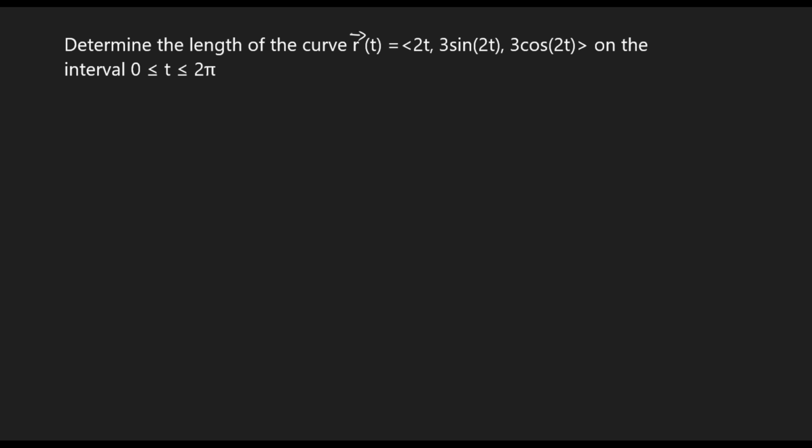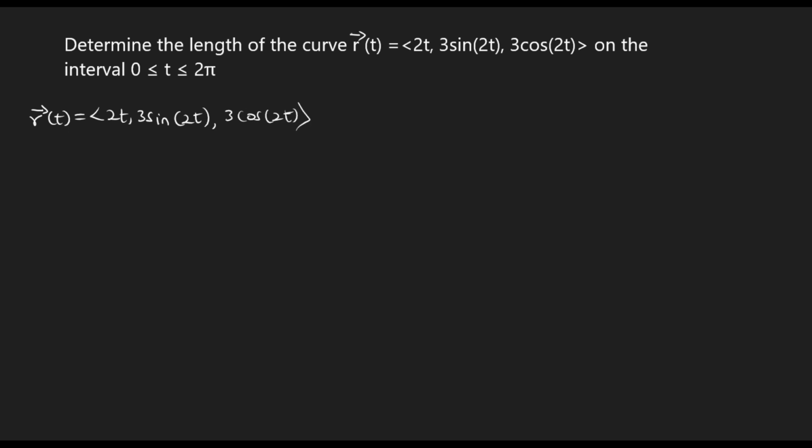With this knowledge, let's now try our hands on this example. It says we should determine the length of the curve defined by this vector function on the given interval where t is greater than or equal to 0 and less than or equal to 2 pi. So we have this vector function, r of t, equal to 2t, 3 sine 2t, and 3 cos 2t.